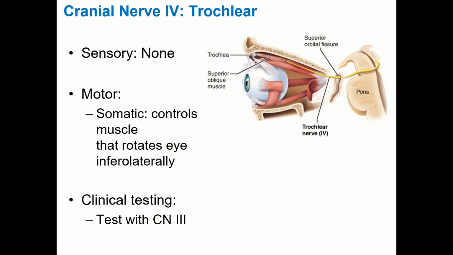Cranial nerve 4, the trochlear nerve. Trochlear means pulley, and it's named that because it innervates an extrinsic eye muscle that loops through a pulley-shaped ligament in the orbit. And so you can see that ligament up here.